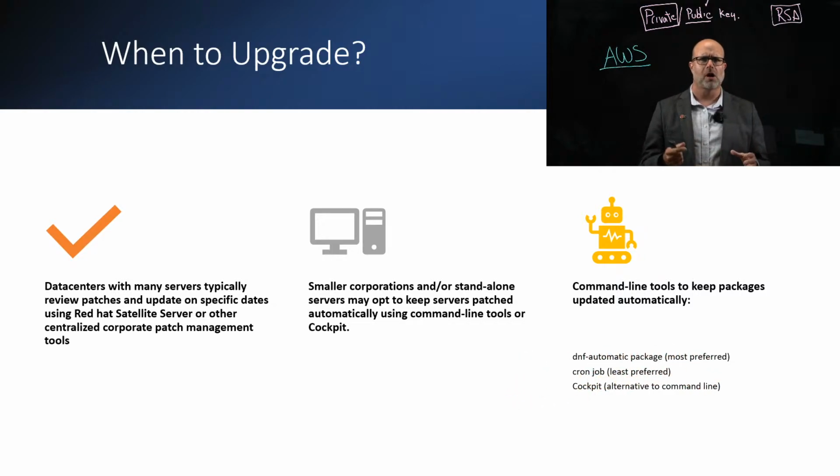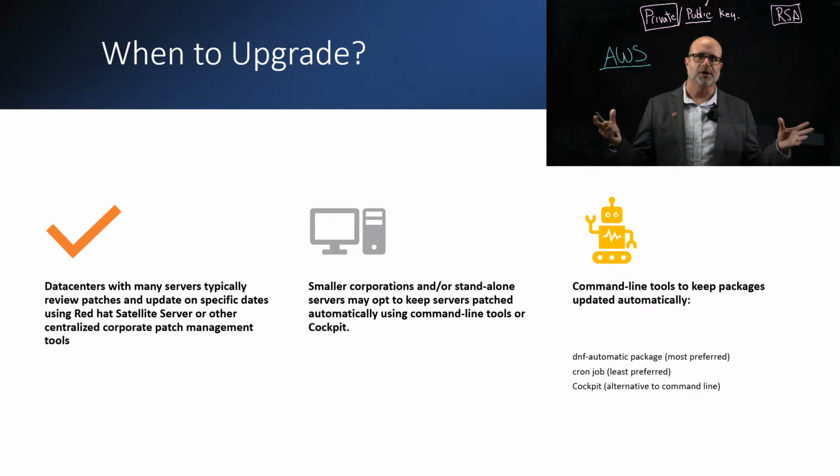Cron, C-R-O-N, is like a Linux scheduler. And you can schedule certain things to happen on certain days of the week and times, or recurring every day or month, using cron. And we're not going to get into cron too much in this course. It kind of goes outside of the scope. We just mention it. But that's what cron is. It's like a Windows scheduler, and you can run a certain script or a command at a certain time. So we can run dnf upgrade every month.